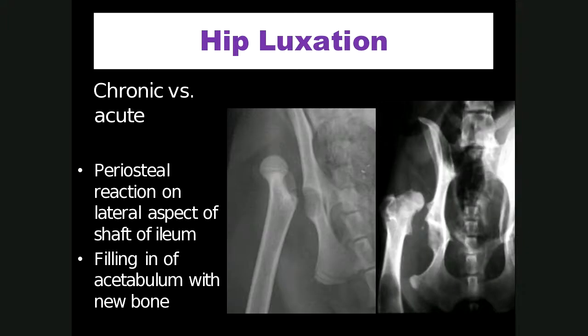Hip luxation may be chronic or acute. In acute cases, like on the left-hand side, there are no secondary bony changes present. In chronic cases, for example, the right-hand side, there might be periosteal reaction on the lateral shaft of the ilium. This is due to the persistent rubbing of the femur head against the ilium, and the acetabulum might start filling with new bone because of the absence of the femur head.